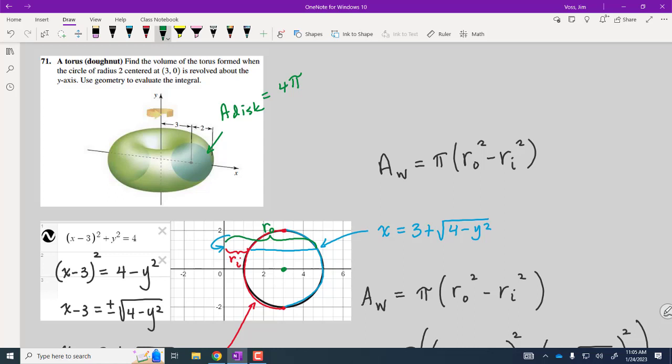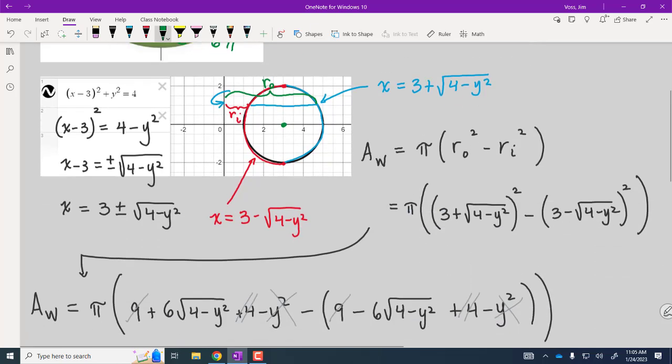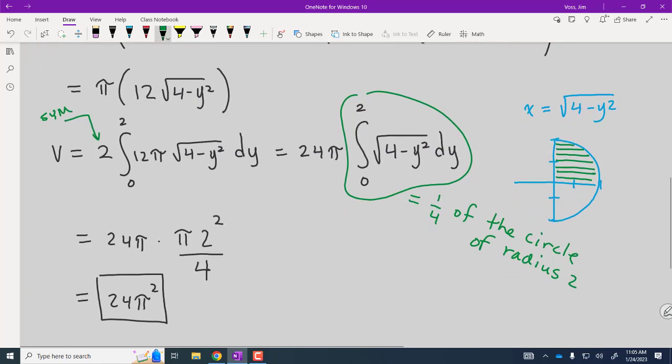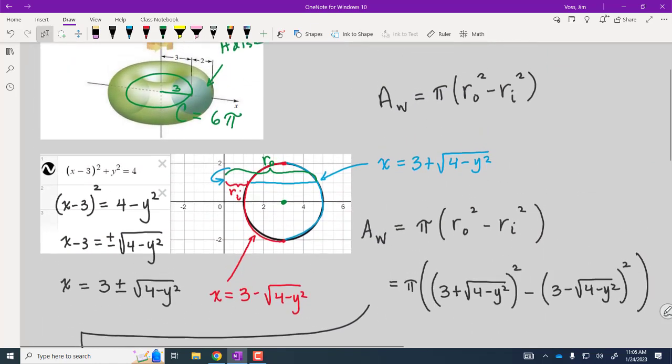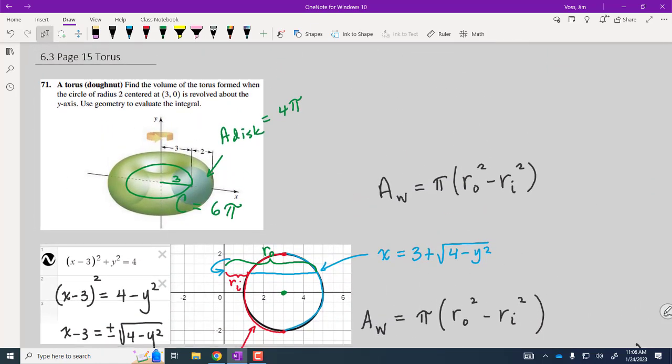The circumference, or the distance traveled by the center of mass, is right there. This distance, let's see, that is at 3. So this distance here is 3. So what is the circumference of a circle of radius 3? 6 pi, did I hear? Right, 2 pi r, the radius there is 3, so 6 pi. And what do we get when we multiply those two together? 24 pi squared. Whoa. Okay, so the volume will be 4 pi times 6 pi, which is 24 pi squared.